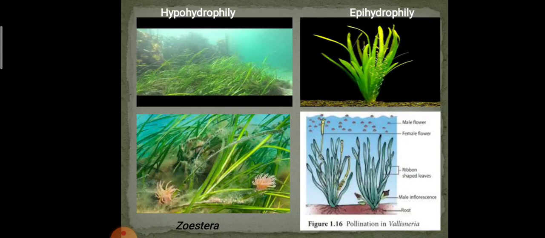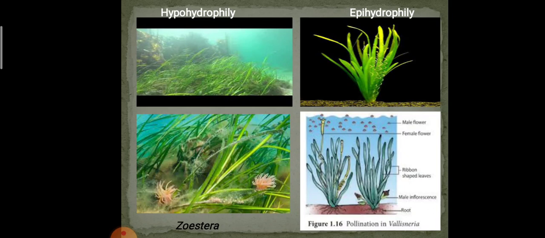When the male flower comes above the water level, it undergoes anthesis. The female flower has a coiled, ribbon-like or spring-like structure, and when it matures, it uncoils and comes above the water surface, where the male flowers have already undergone anthesis. When the female flower comes, pollination is easily carried out.